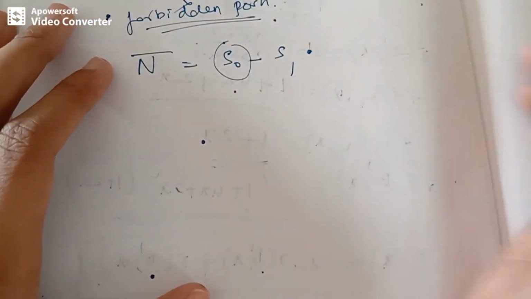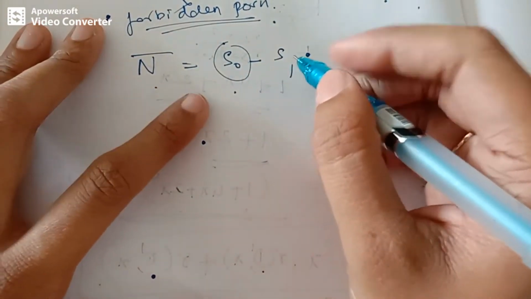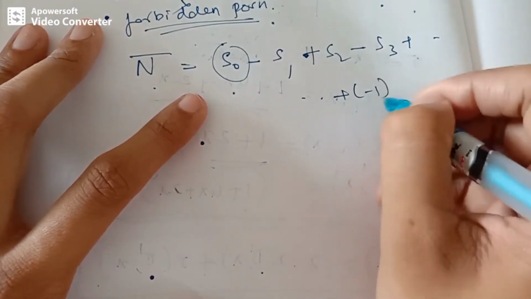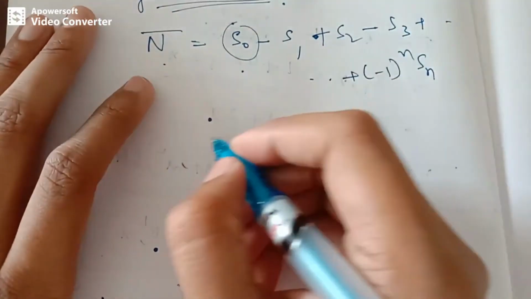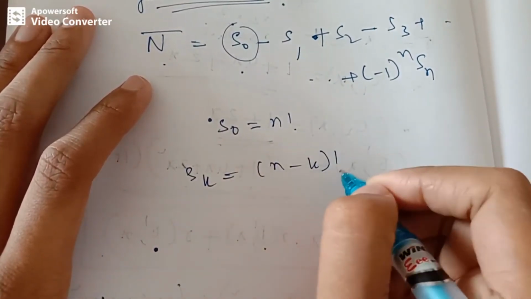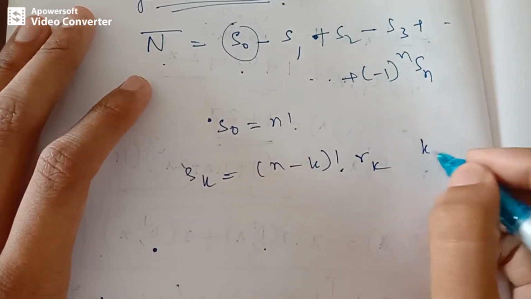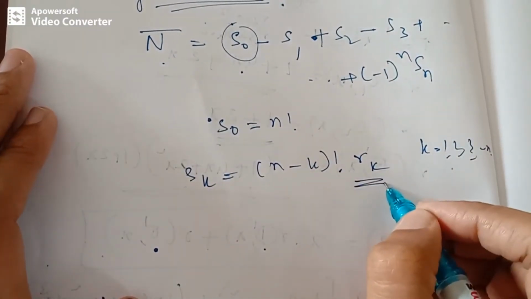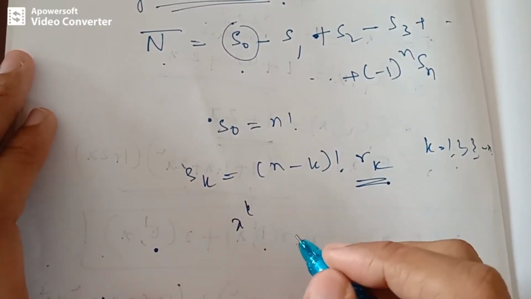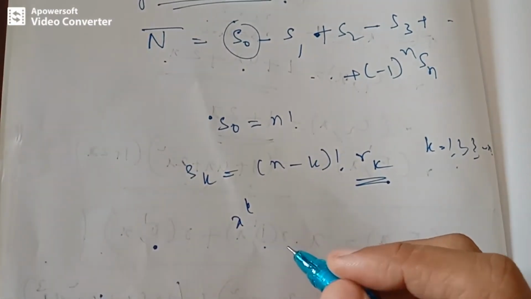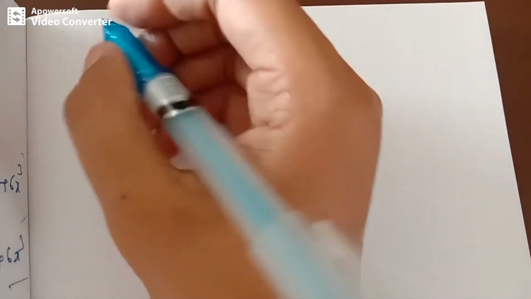And the number of ways of carrying out this task is given by n complement, which is nothing but s naught minus s1 plus s2 minus s3 plus, minus 1 whole raised to n, sn, where s naught is n factorial and sk is given by n minus k the whole factorial into rk, for k is equal to 1, 2, 3, so on up till n. So rk is the coefficient of x raised to k in the Rook's polynomial of the board, and the squares represent the forbidden positions. So let's look into a problem related to this.